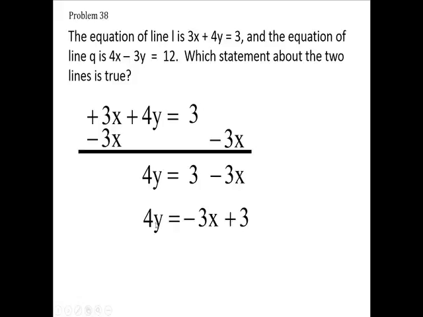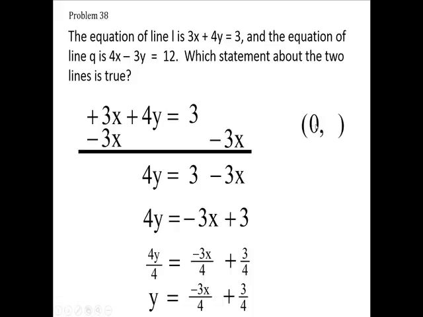And then divide by 4. This is divided by 4, this divided by 4, and this divided by 4. That gives you y right here. There's negative 3/4 x plus 3/4. So if x is 0, you plug in a 0 here, it zeroes out all of this and leaves me with this number here. So when x is 0, y equals this number over here. And the number negative 3/4, that's the coefficient of the variable x. That turns out to be the slope.